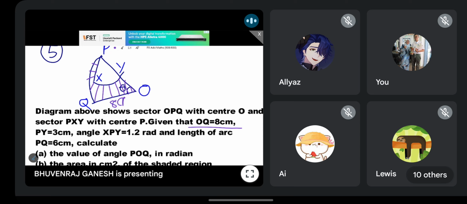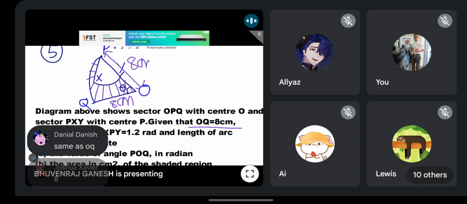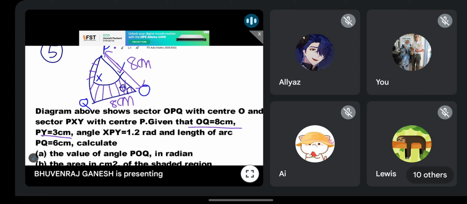OQ is 8 cm. So guys, can I ask you all, OP, berapa panjang OP? Soalan tak beritahu, but you all must know. OP is how long? Come on. OP berapa panjang dia? Yes, it should be 8 cm because it's the radius of the circle. Dia adalah jejari bulatan. Correct. Okay, so next one, PY 3 cm. PY, okay, this one is 3 cm, the small one. So guys, PX, berapa panjang dia? If PY is 3 cm, PX will be? Yes, 3 cm also, correct.